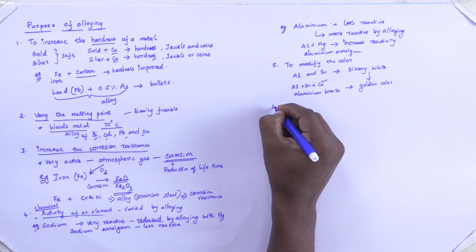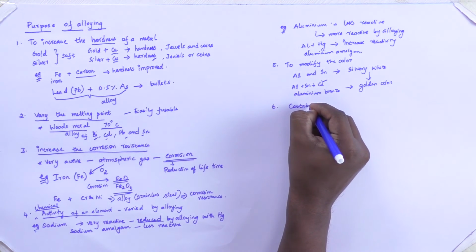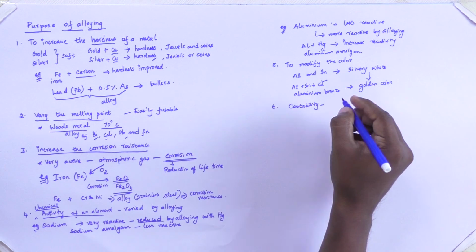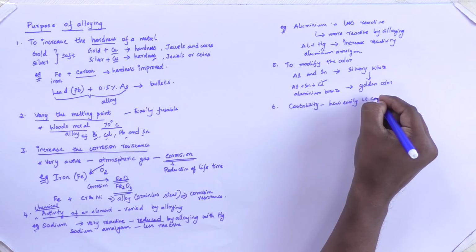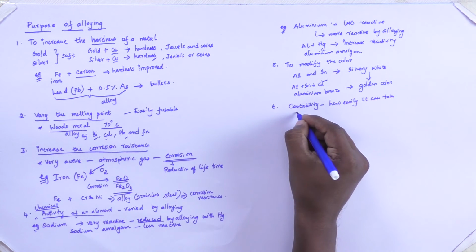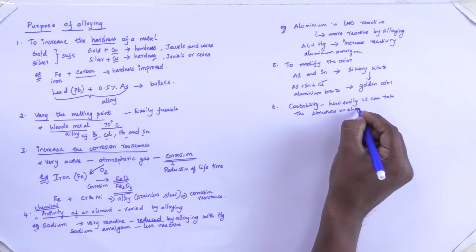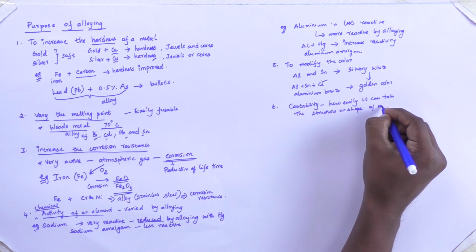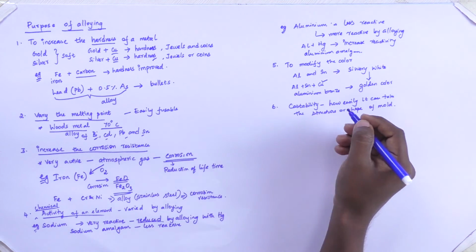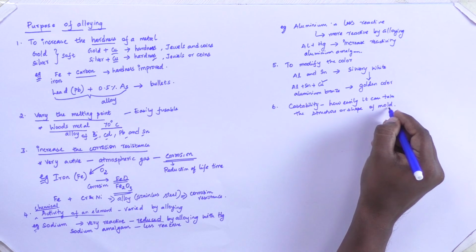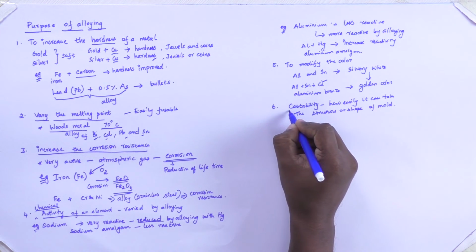The final point we're going to discuss is castability. Castability is nothing but how easily it can take the structure or shape of a mold. So you have an element which is melted and then you pour that into a mold, how fast or how easily it takes the shape of the mold is called castability.